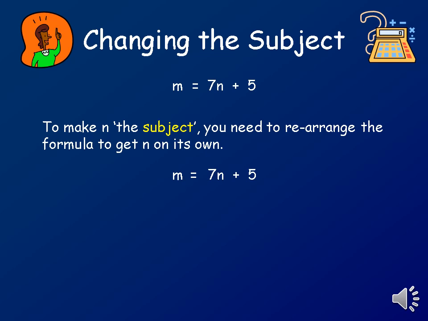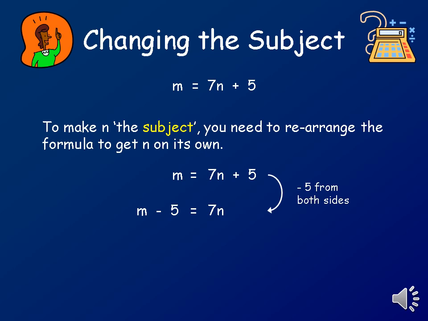So we have to express n as the subject, in other words get n on its own. Okay, so what's stopping it? The answer is the 5. So because that's a plus 5, we must take 5 away and that will cancel the 5 out. So it becomes m minus 5 equals 7n.